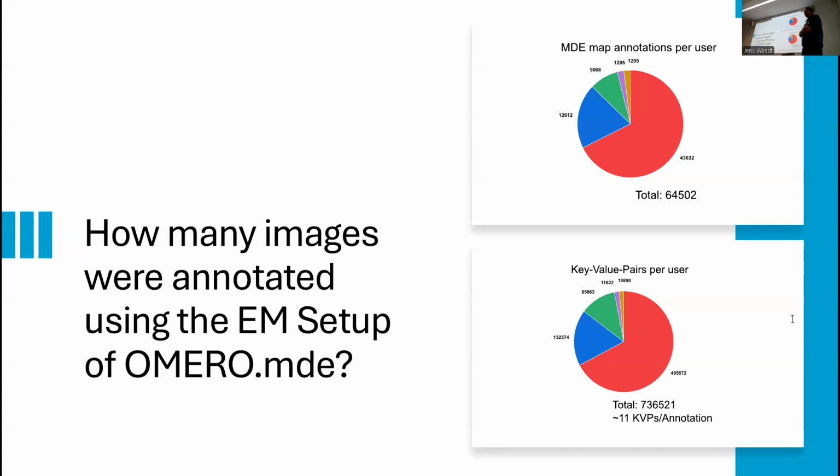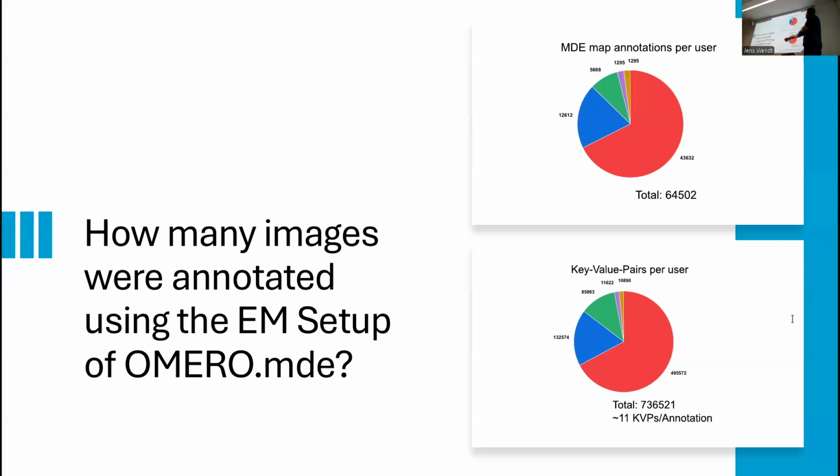And after creating them, which maybe I didn't mention, if you create these map annotations with MDE, they are, from the user perspective at least, read-only. So they are created, they are displayed in OMERO web and Insight, but they cannot be edited. So simply by counting, I can get a quite reasonable estimate of how many images were annotated. And the answer is roughly 65,000.